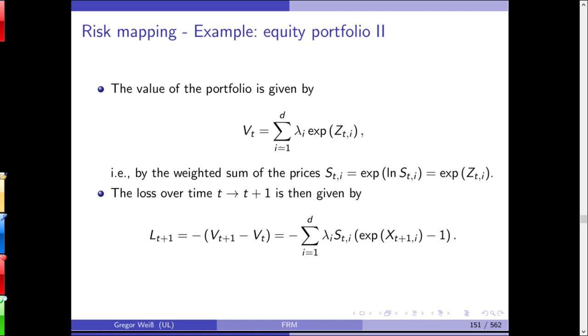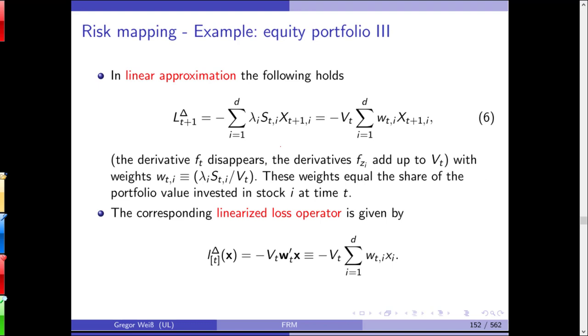Okay, so what does this mean? If we were to use a linear approximation, which does not make too much sense here, it only simplifies the log return, we will get the log linear loss, or linearized loss is minus VT times the sum over all those weights times XT plus 1. Why? The first derivative of the risk mapping with respect to time t vanishes, and the derivatives FZI all add up to VT, the current price of our investment. And the weights WT, they are given by lambda I times ST over VT, the total investment. And these weights equal the share of the portfolio value invested in stock I at time t. And at the bottom you can see the linearized loss operator.